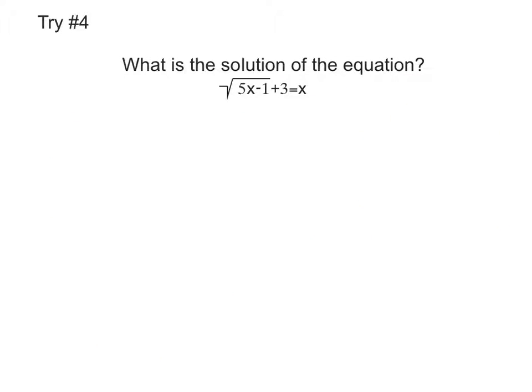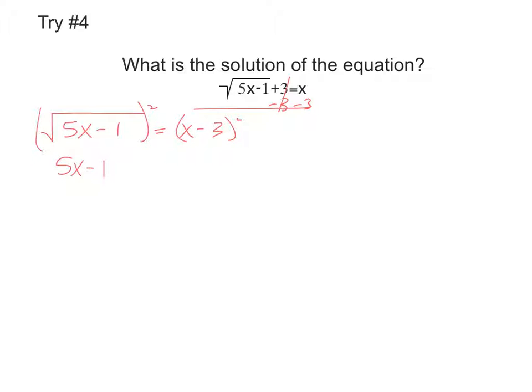All right, so again, we want to isolate our radical. So we're going to subtract 3 on both sides. We're going to be left with the square root of 5x minus 1 equal to x minus 3. If we square both sides, we will be left with 5x minus 1 equal to, and I'm not going to do the box this time, so that would be x squared minus 6x plus 9.